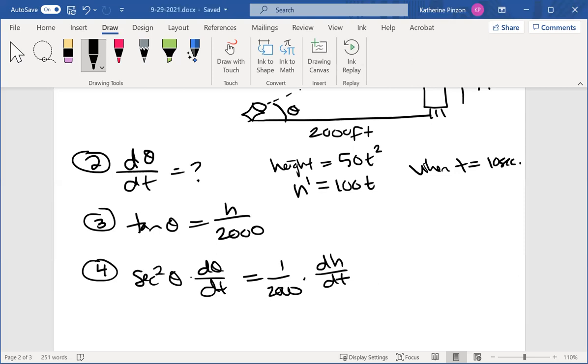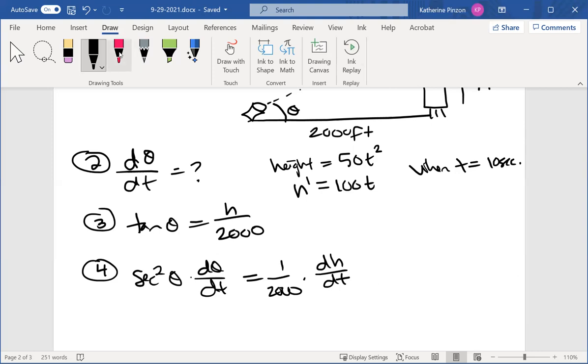Okay, so now we have to do a little bit of work because I don't know all these quantities, right? Here's my list of stuff I know. I know that the height is 50t squared. I know that the derivative of the height is 100t. I know that t is 10. I have to use all that stuff to find out what's dh dt when t is 10. What is the theta when t is 10, or what is secant of theta when t is 10? So I'm going to have to use that stuff to figure out what happens when t is 10.